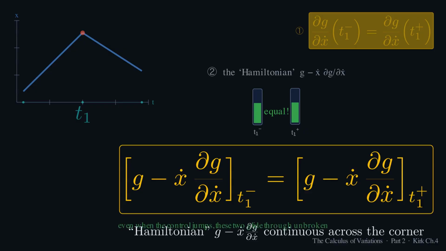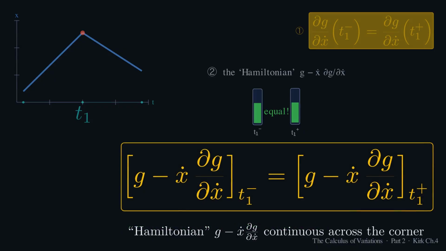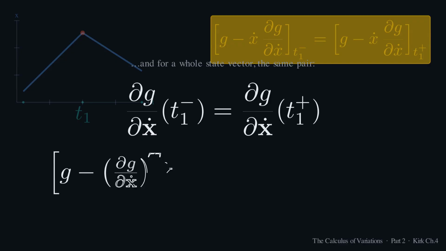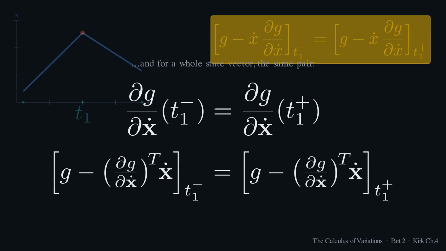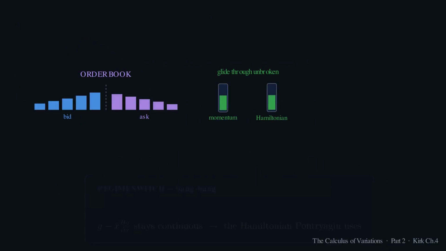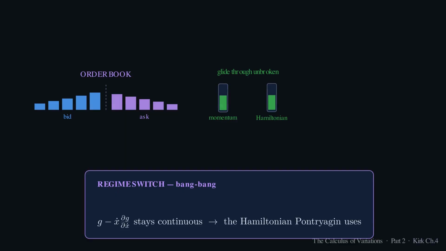The partial of g with respect to x dot behaves like a momentum, and the bracket g minus x dot times the partial behaves like an energy, a Hamiltonian. The corner conditions say even when the control jumps, even when the path kinks, these two quantities glide through unbroken.